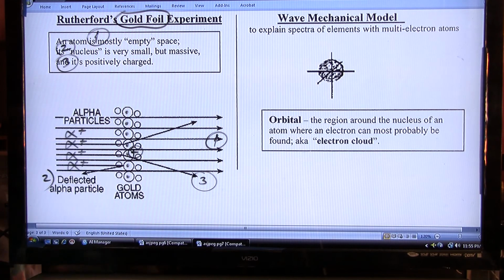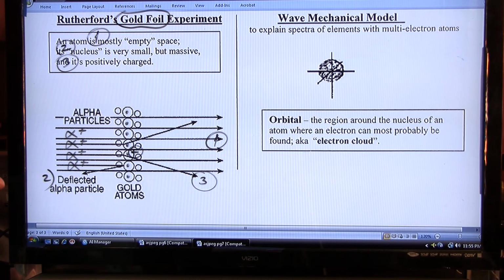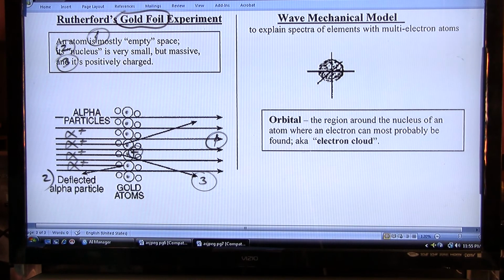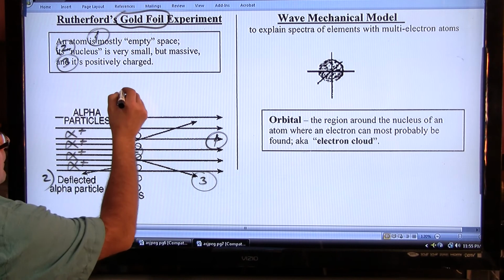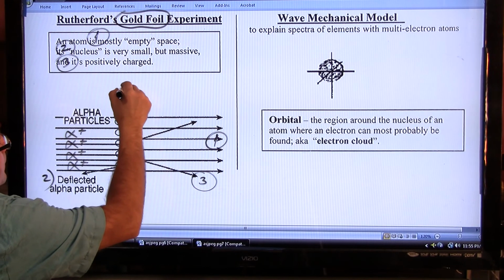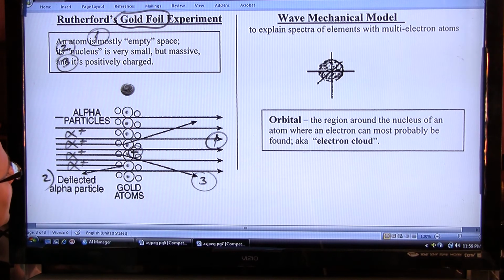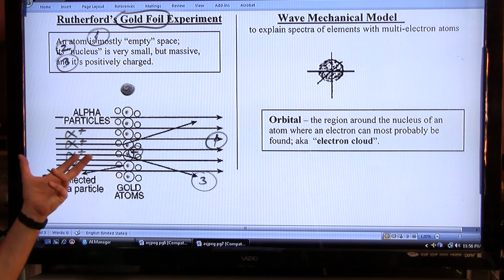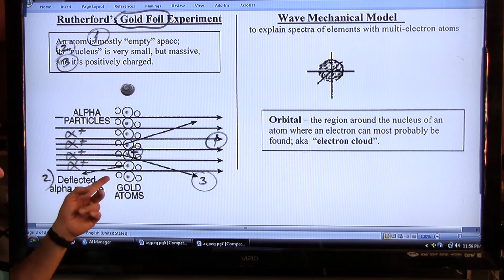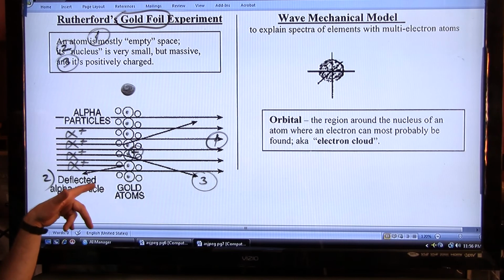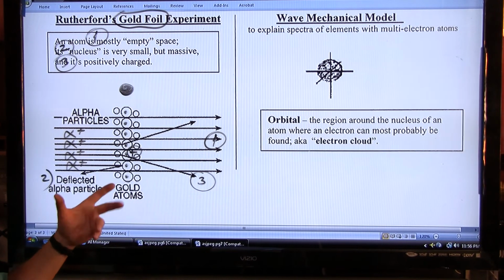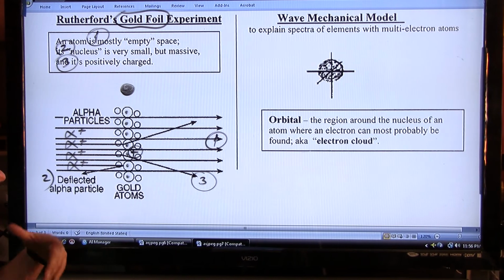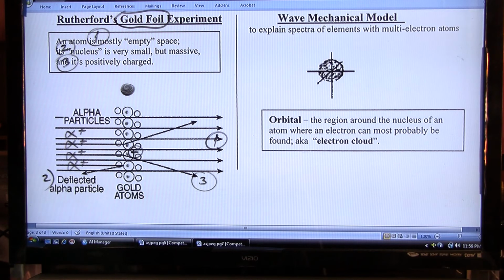So the three conclusions are: one, an atom is mostly empty space; two, the nucleus is very small but massive; and third, it's positively charged. Up until that point, they used to think of atoms as spheres with the mass of the atom just evenly distributed. But instead, because of the nucleus structure, Rutherford proposed that most of the mass, or all of the mass, I should say, is central, since electrons have negligible mass.